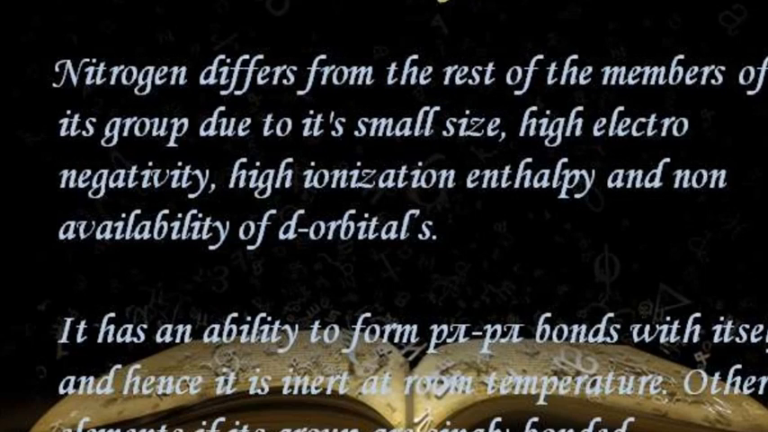Next is the ability to form p-pi bonding with itself, and it is inert at room temperature. So these are the various anomalous properties which differ nitrogen from the rest of the members of its group. These are the anomalous properties.